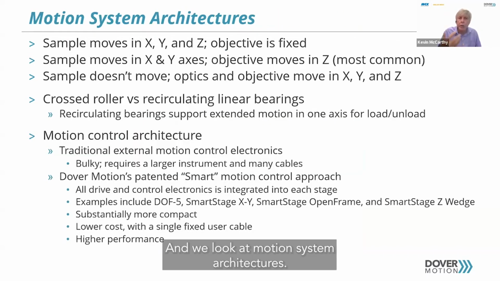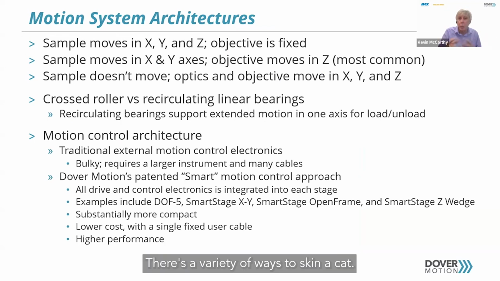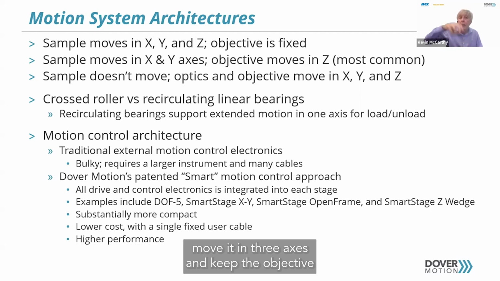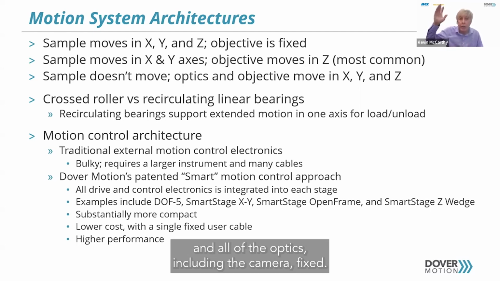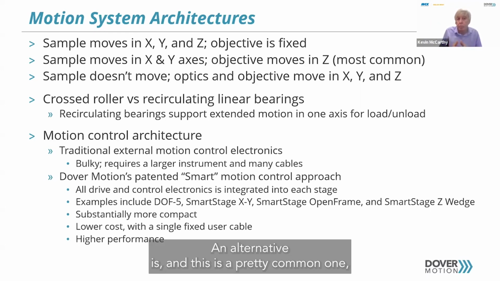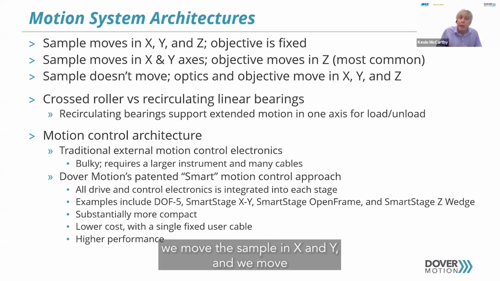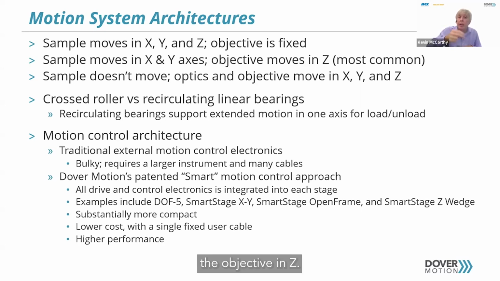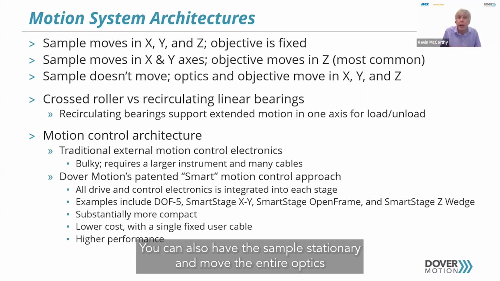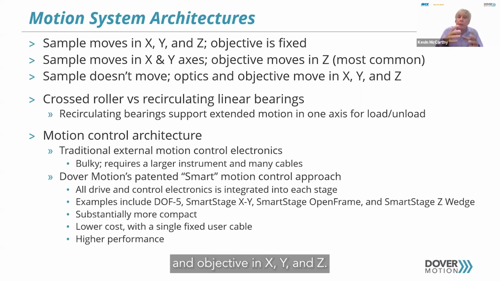Now we look at motion system architectures. There's a variety of ways to skin the cat. We can put the sample on an XYZ stage, move it in 3 axes, and keep the objective and all of the optics, including the camera, fixed. An alternative, and this is a pretty common one, is we move the sample in X and Y, and we move the objective in Z. There are others. You can split it up. You can also have the sample stationary and move the entire optics and objective in X, Y, and Z.